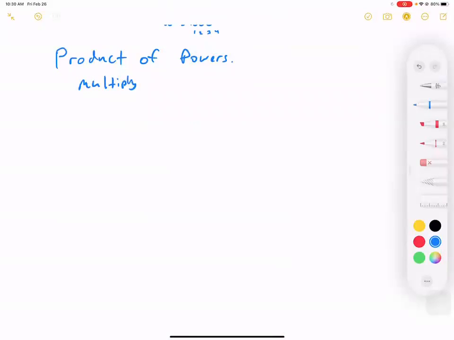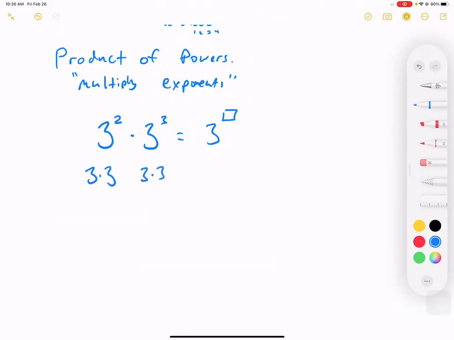Multiply exponents. Okay, the fancy idea here is multiplying exponents. So what if I tell you 3 squared times 3 cubed? We have 3 to the what on top now? What would this be? 3 squared times 3 cubed would be 3 to the what? Well, aren't exponents just multiplying anyways? Isn't this really 3 times 3? And over here, isn't this 3 times 3 times 3?